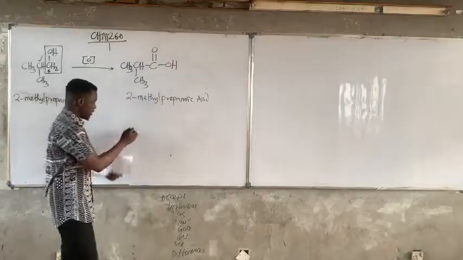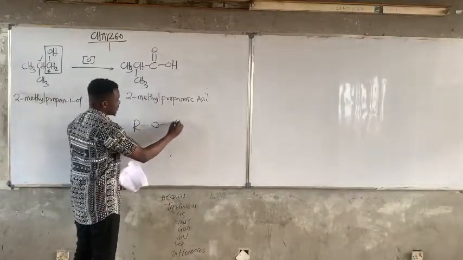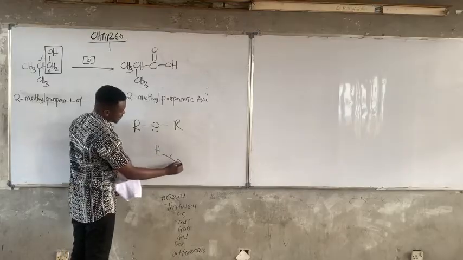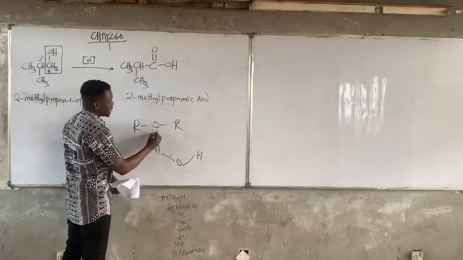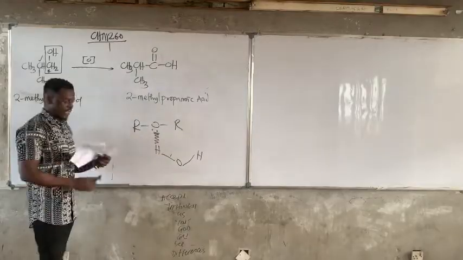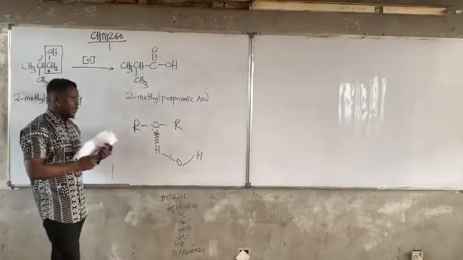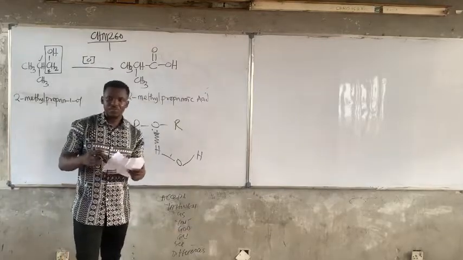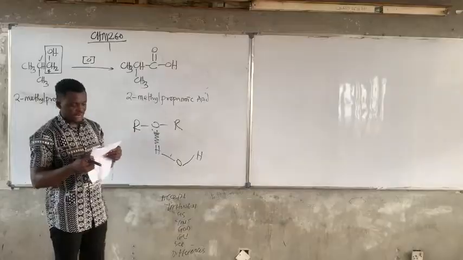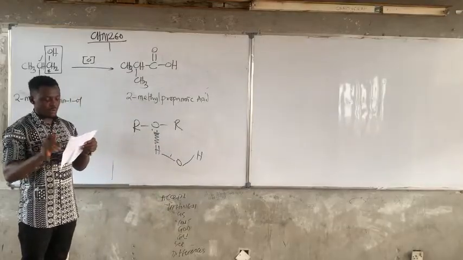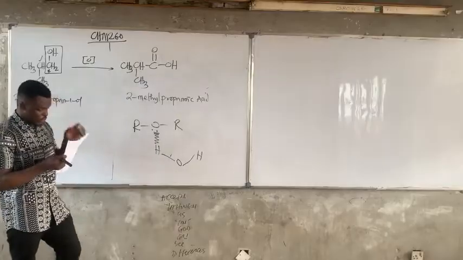Now this is the structure of ether. Ether has oxygen, and water is something like this. The hydrogen of the water bonds with the oxygen of the ether. Alkanes do not have oxygen that will facilitate hydrogen bonding. So ethers are more soluble in water than alkanes of the same number of carbons. The answer is true.